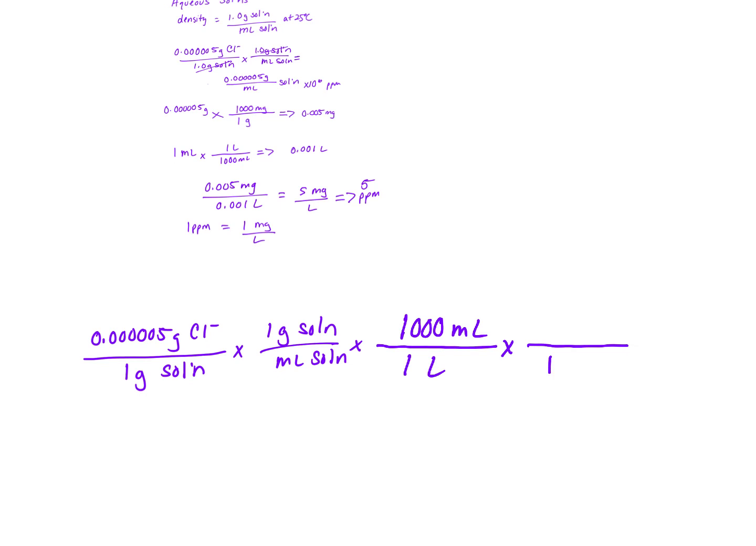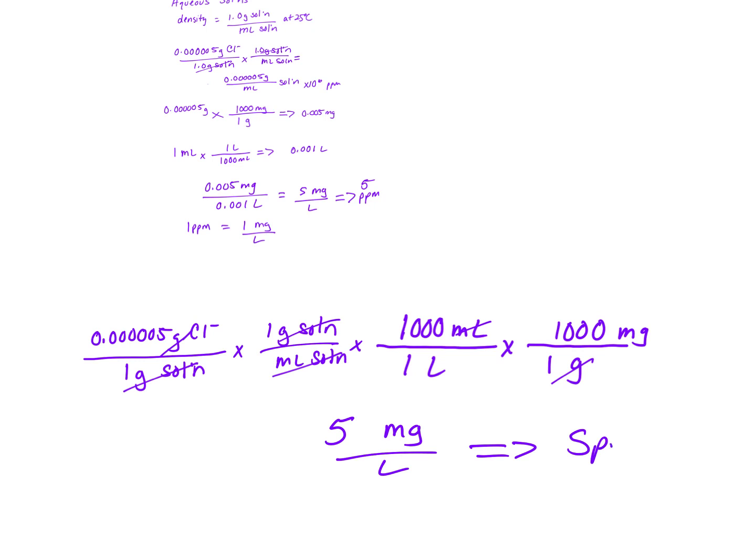So, 1 gram has 1,000 milligrams. And let's see, grams of solution cancel, milliliters cancel, we're left with liters in the denominator. Grams cancel, and then we're left with milligrams. And so we should get 5 milligrams per liter, or 5 parts per million. It's also convenient to have this smaller number as opposed to writing something times 10 to the minus 6, for instance.